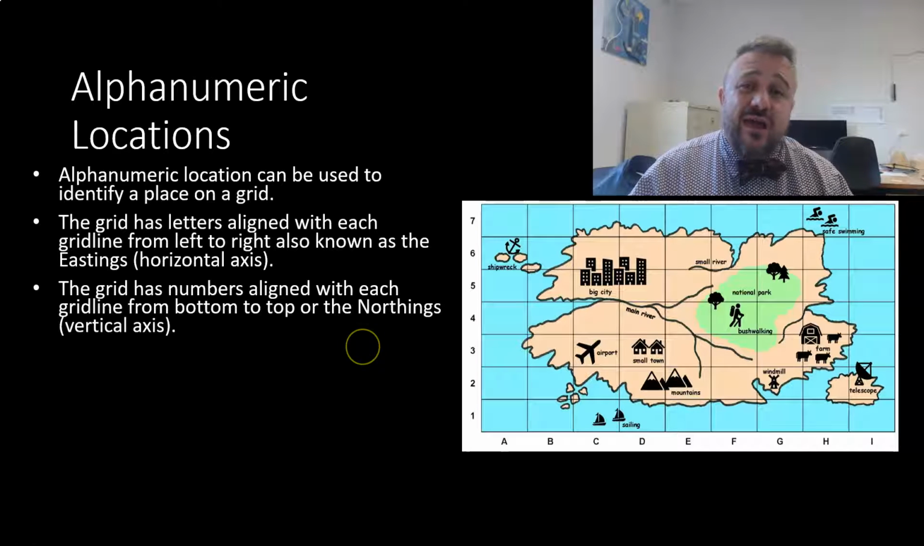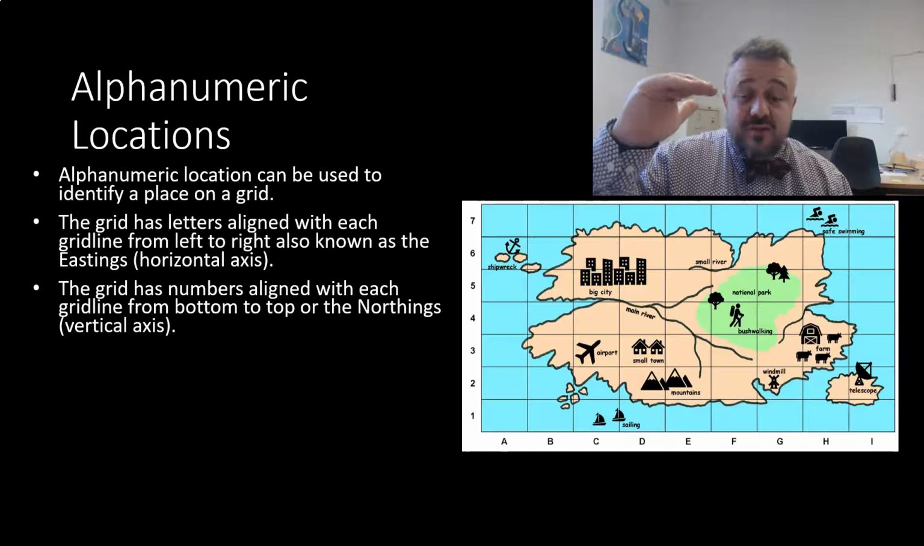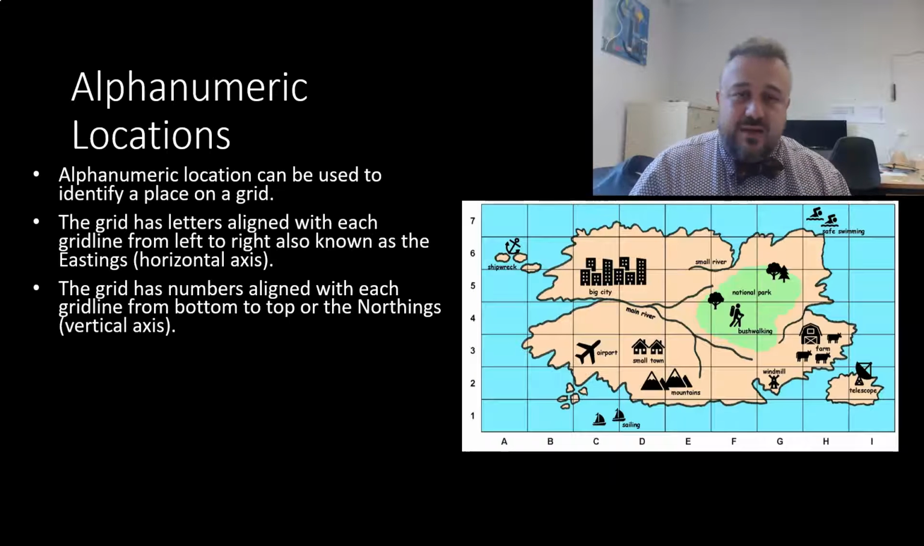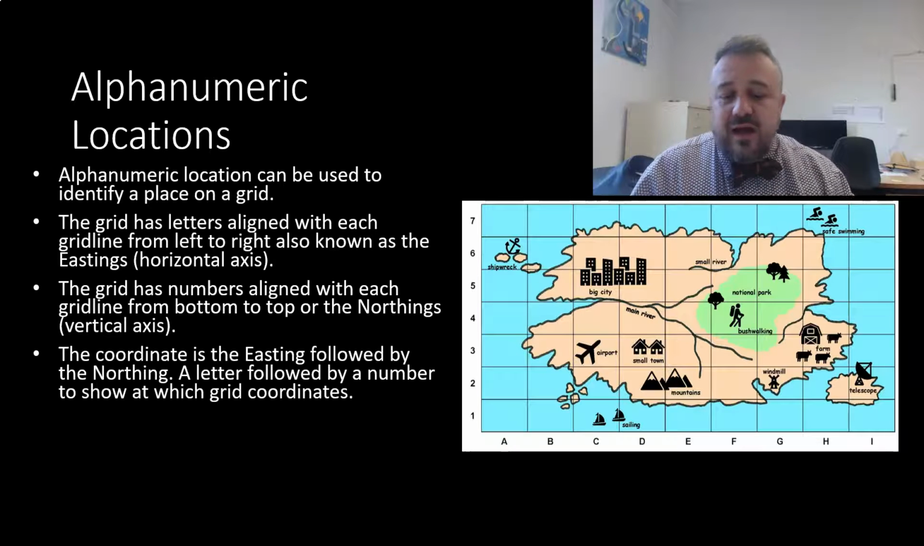The grid has numbers, not letters, numbers aligned with each grid line from bottom to top. And those are called the Northings. We know that because it heads from south to north, right? The Eastings head from west to east as they progress and get bigger. The coordinate is the Easting followed by the Northing. So that means a letter followed by a number, and they show which grid coordinates you're talking about.